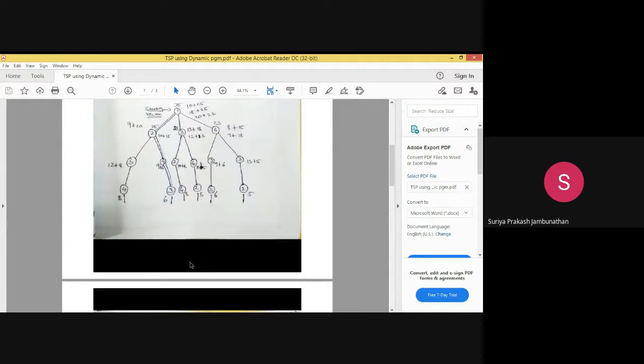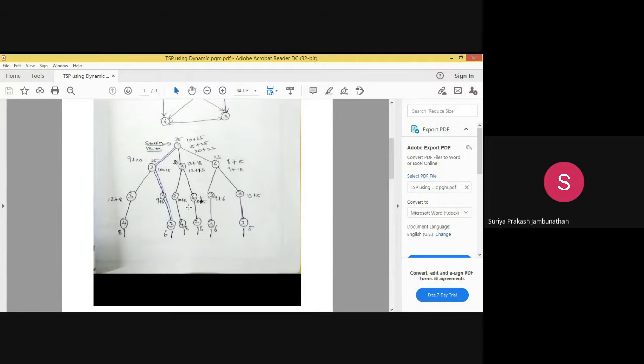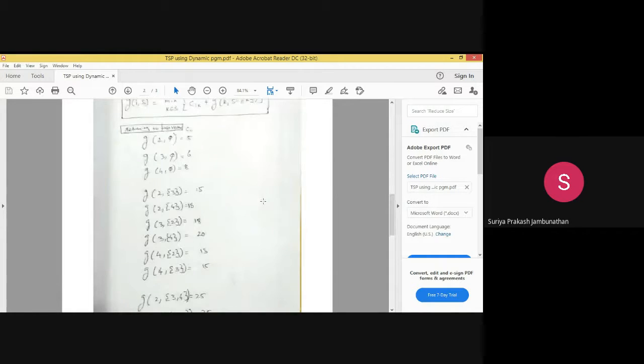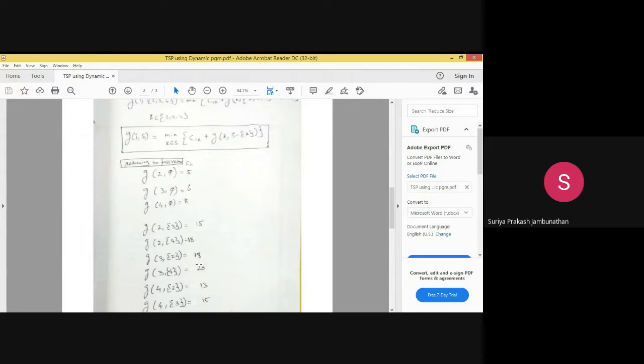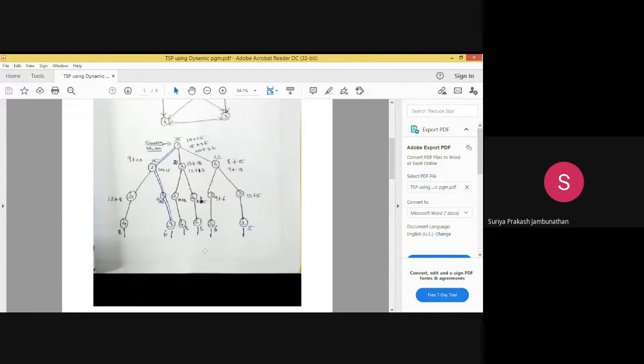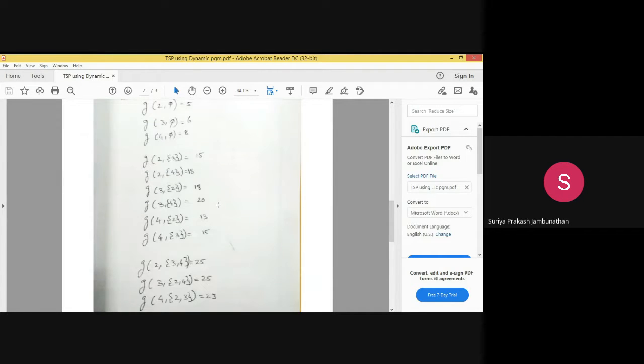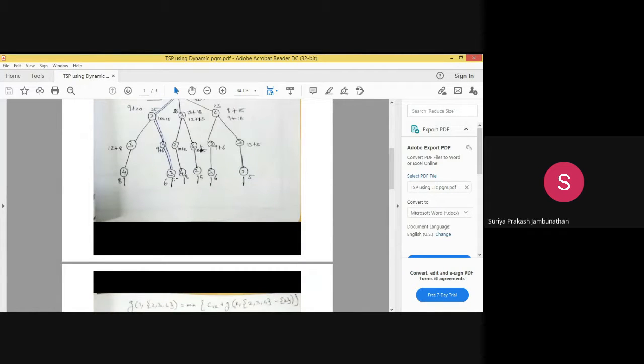G of 3 comma 2, what are we writing actually? 13 plus 5, that is 18 again. G of 3 comma 4, what are we getting? That is 12 plus 8, that is 20. G of 4 comma 2, that is 8 plus 5, we are getting 13. G of 4 comma 3, the last one, we are getting 9 plus 6, that is 15.